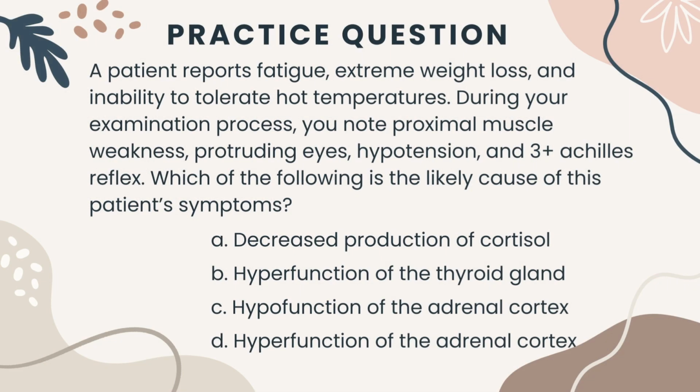Practice question number 2. A patient reports fatigue, extreme weight loss, and an inability to tolerate hot temperatures. During your examination process, you note proximal weakness, protruding eyes, hypotension, and 3+ Achilles reflex. Which of the following is the likely cause of this patient's symptoms? A. Decreased production of cortisol. B. Hyperfunction of the thyroid gland. C. Hypofunction of the adrenal cortex. D. Hyperfunction of the adrenal cortex. I'll give you a moment to answer.